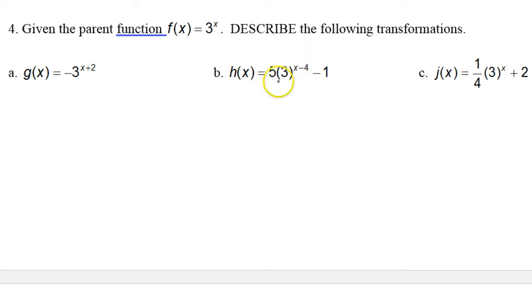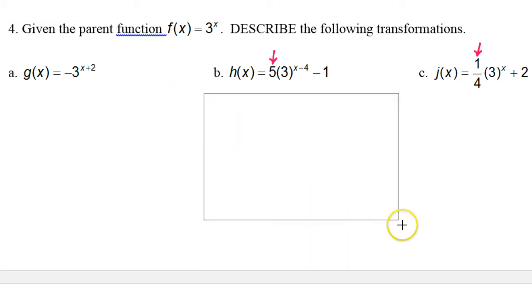So look, if you have a number in the front like this 5 right here, that is either going to be a vertical stretch or a vertical compression. It's either going to be getting taller or shorter, depending on whether or not this number is bigger than 1. So because 5 is bigger than 1, that is a vertical stretch by a factor of 5. On the other hand, when we get over here, this is what a vertical compression would look like, because 1/4, of course, is less than 1. So, you know what? I think I will type these answers, because I don't have a ton of space.